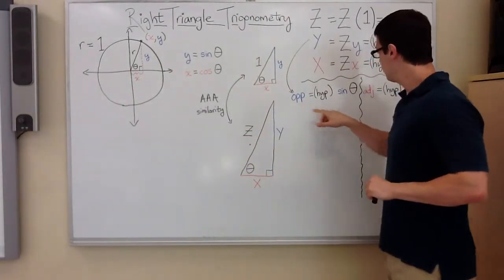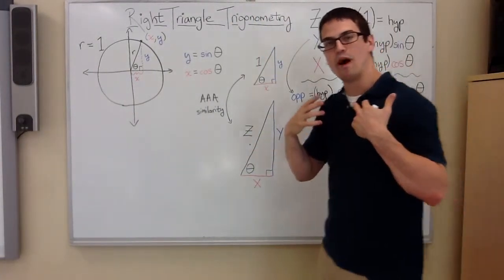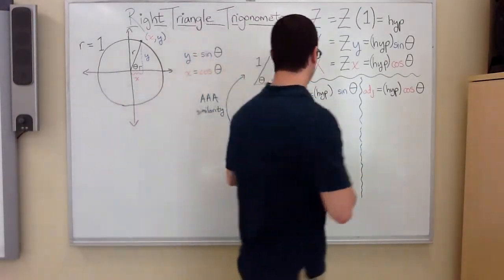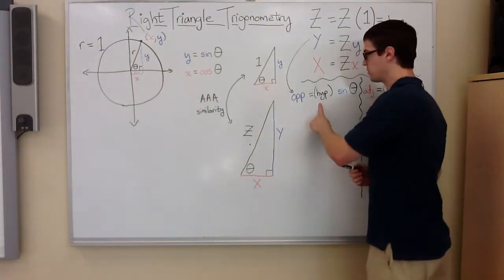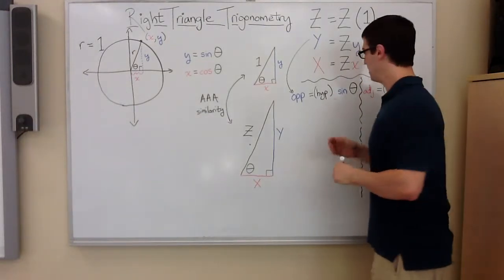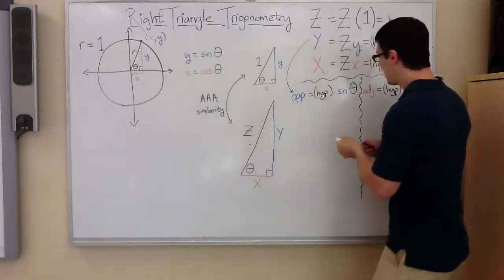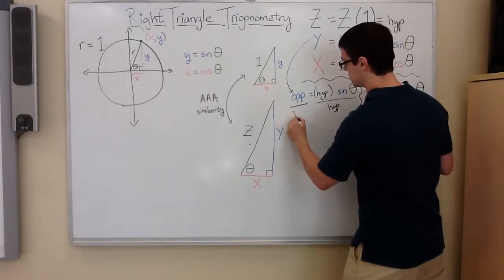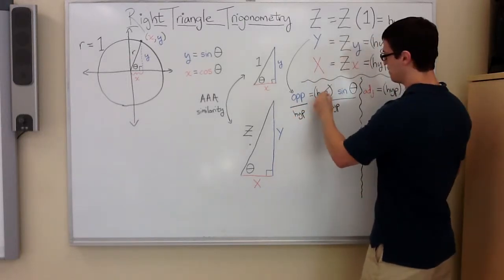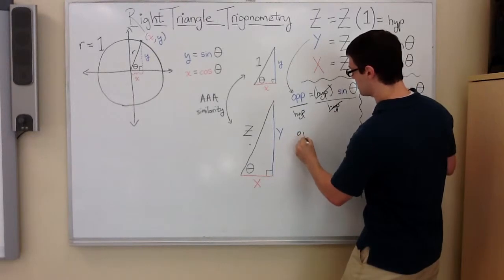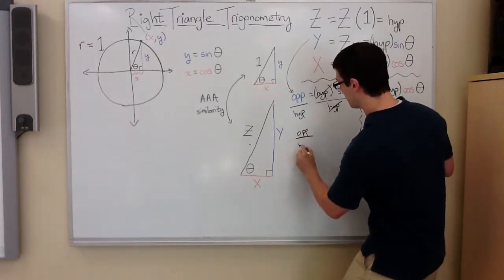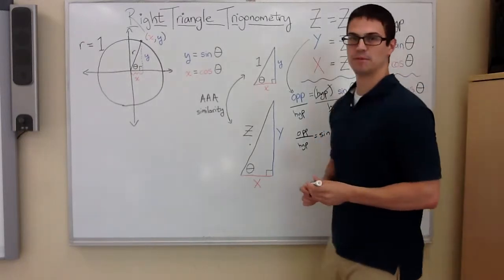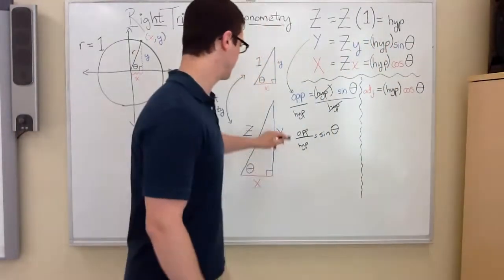Okay? Now I want to solve for sine theta. I want to get sine theta by itself on this side of the equation. So what I'm going to do is get rid of this hypotenuse. Now to get rid of this hypotenuse, hopefully you know that you have to divide. So I'm going to divide both sides by the hypotenuse. Hypotenuse cancels. You're left with opposite over hypotenuse is equal to sine theta. And if you remember from geometry, that's our definition of sine, opposite over hypotenuse.